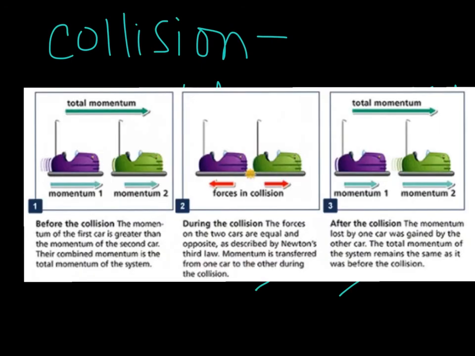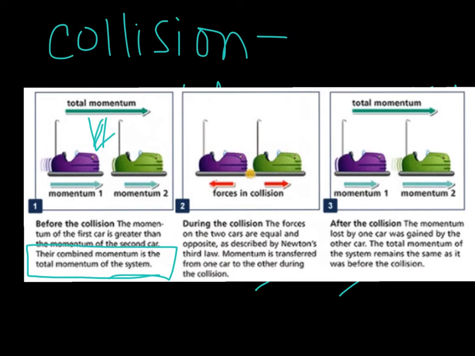So again, let's take a look at this picture of those bumper cars. If we have the two cars moving before the collision, the momentum of that first car is going to be the greatest, greater than the momentum of the second car. But their combined momentum is the total momentum of the system. We add the two together.